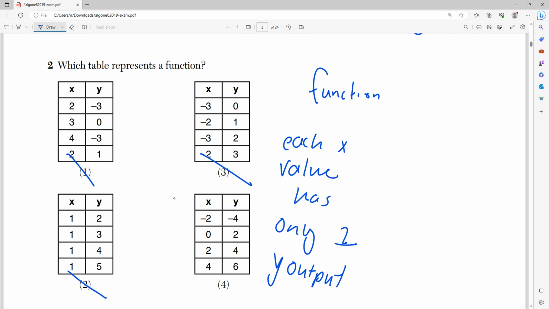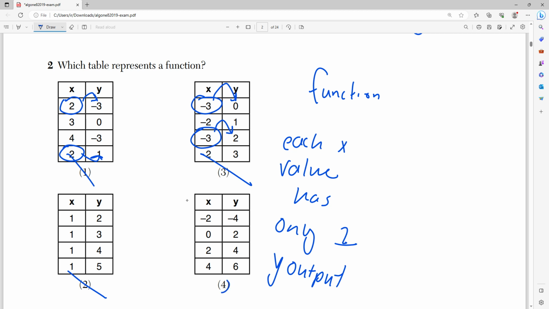Why? Because here it's saying that an x input of 2 gives you an output of 3, and it also gives you an output of 1. That's wrong. Here, it's saying that an x input of -3 gives you an output of 0, and an x input of -3 also gives you an output of 2. That's two different outputs for the same input. That's wrong. Here, it's saying that each x input only has one y output. This is wrong, because here you have 4 inputs of 1, and they all have 4 different y outputs, right?